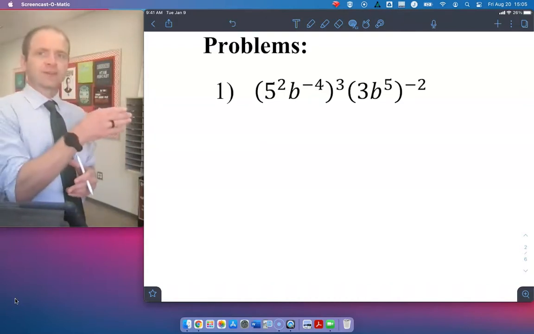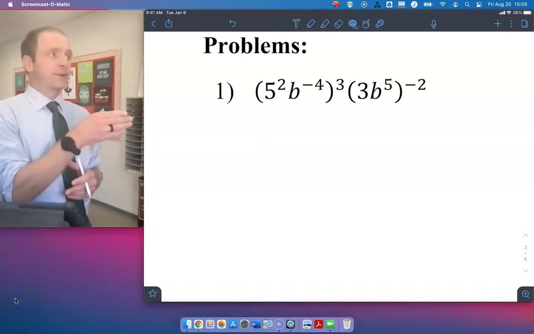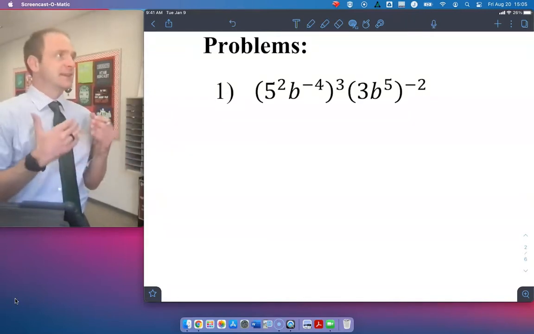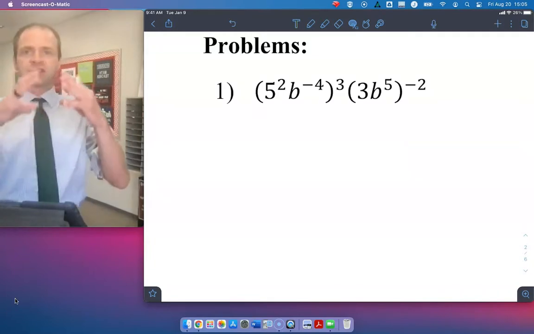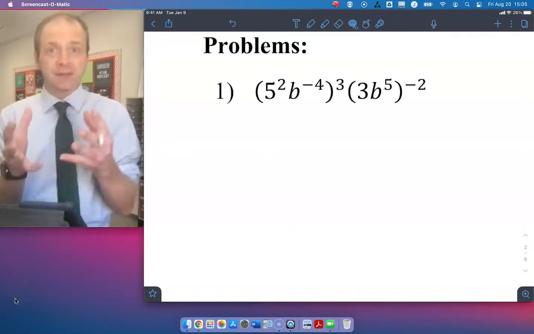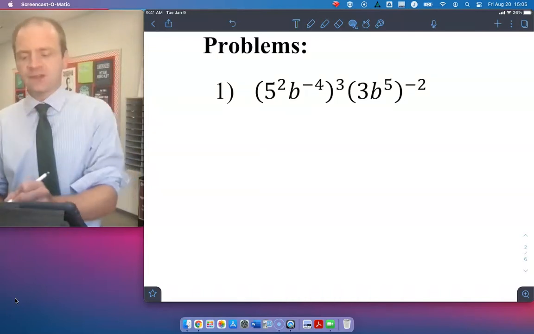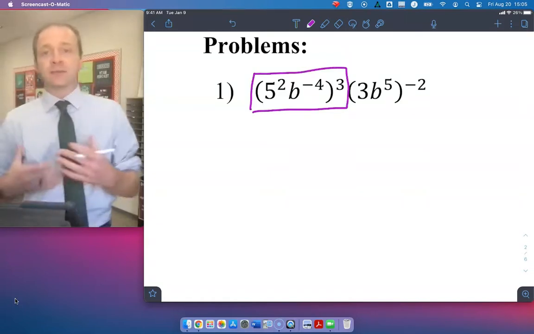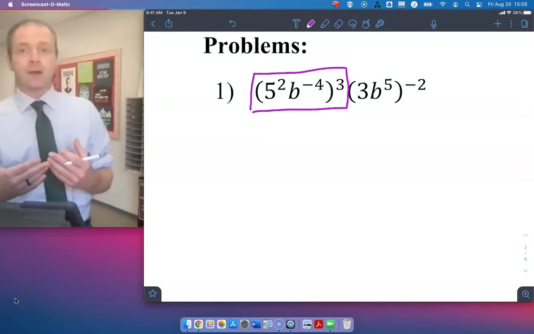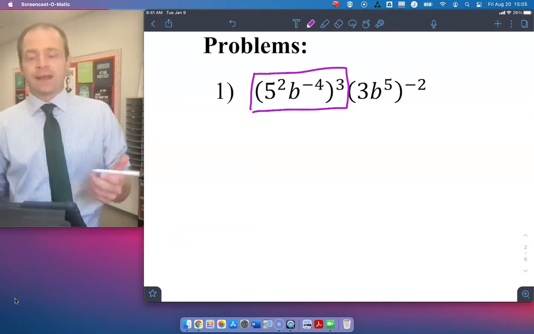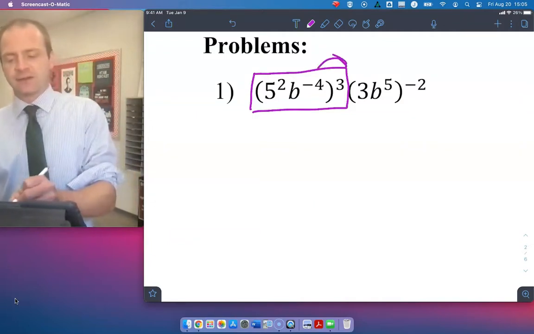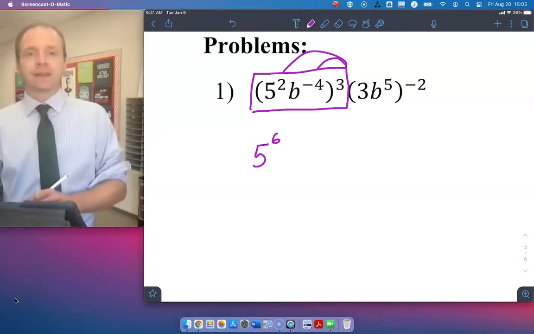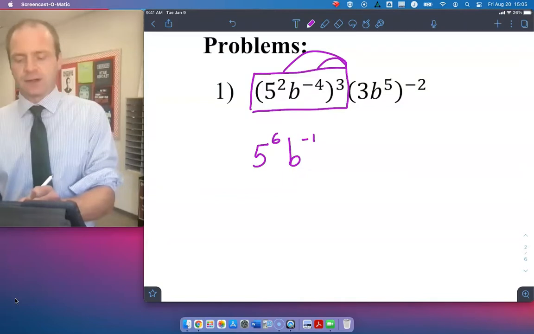So if I look at the first one, that one has a third power. That's the first object I see. The second object way over there you see is the negative second power. So there's two parentheses, and I'm just going to simplify them separately and then combine them into one. So I'm going to focus on this one first. I'm going to focus on the 5 squared b to the negative 4th being raised to the third power. Well, that's my power rule. I'm going to distribute this in to the exponents. So that's going to be a 5 to the 6th and then a b to the negative 12th.